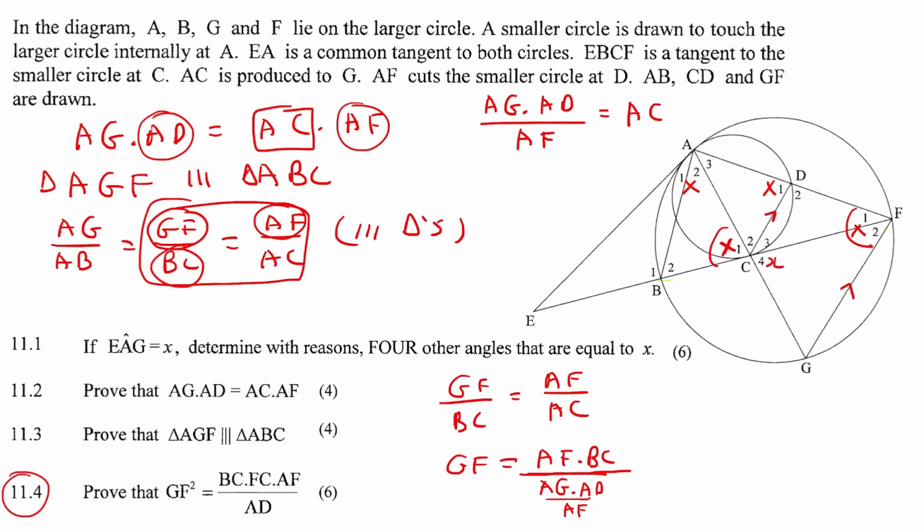Now, whenever you have a fraction like AF times BC, think of it as over 1, and you divide that by another fraction, which is AG times AD over AF, I would use the multiplication and then you flip over rule. So you multiply, and then you flip this over, so it's AF, and then AG times AD at the bottom. So that is what we're going to end up with then for GF. We're going to end up with AF times BC, then at the bottom we've got AG times AD.